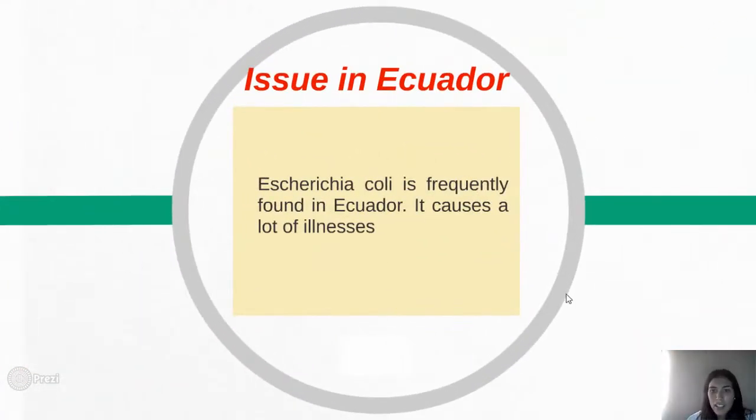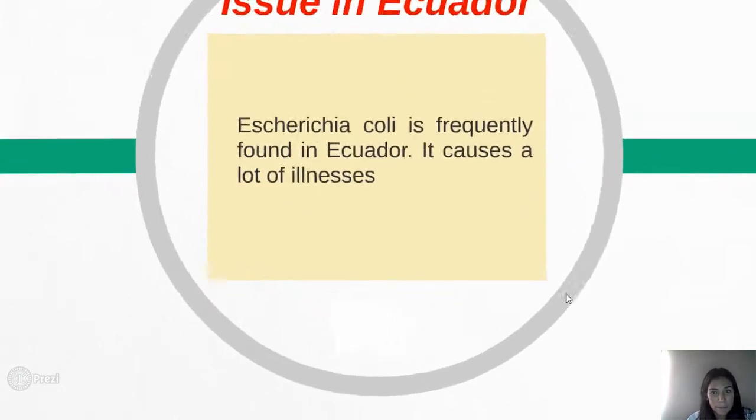Issue in Ecuador. E. coli is frequently found in Ecuador because it causes a lot of illnesses in our country. That is why finding a cure is necessary.